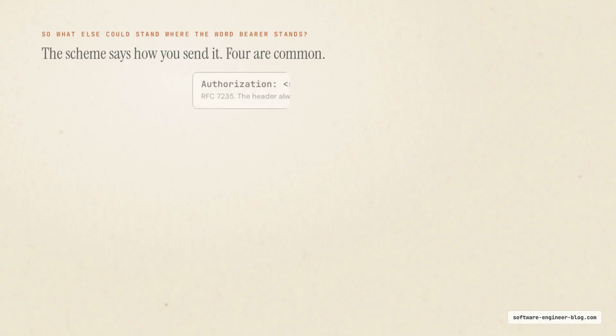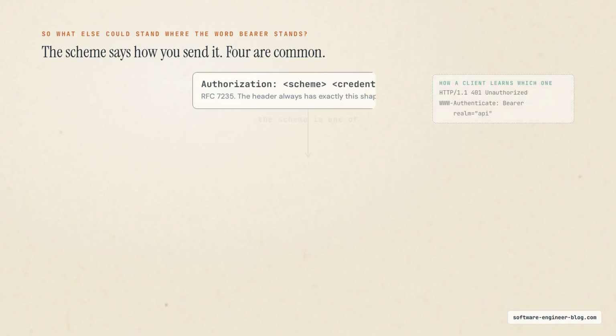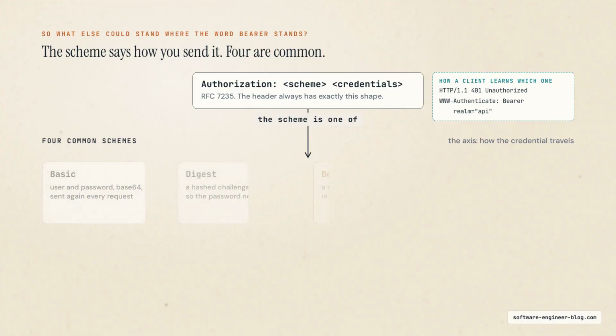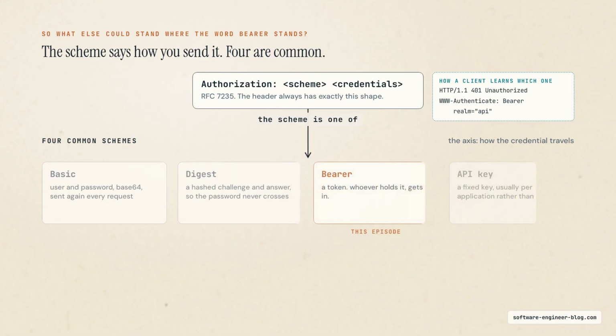Which raises an obvious question. If bearer is a scheme, what else could stand in that spot? 4 are common, and the axis they differ on is how the credential travels. Basic sends the username and password, base 64 encoded, again on every request. Digest sends a hash challenge and answer, so the password itself never crosses the wire. Bearer sends a token. Whoever holds it gets in. And an API key is a fixed key, usually given to an application rather than a person. Bearer is one of 4 keys.